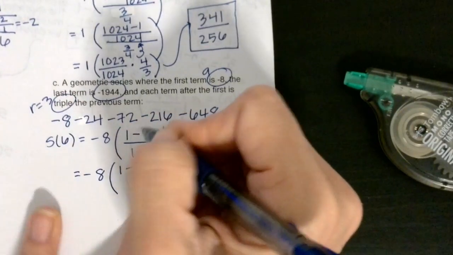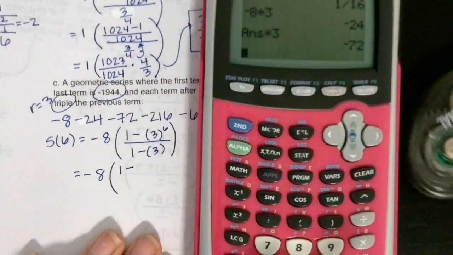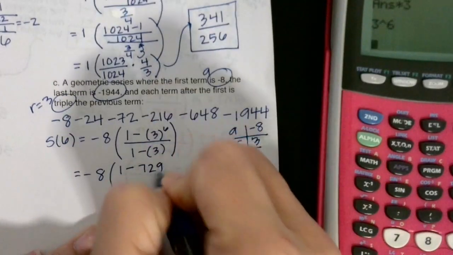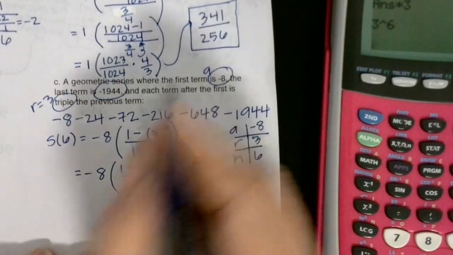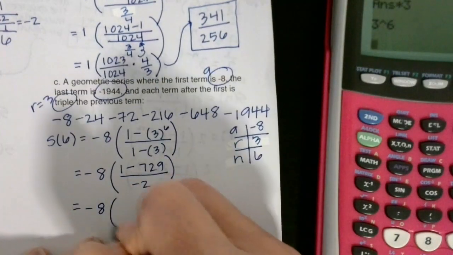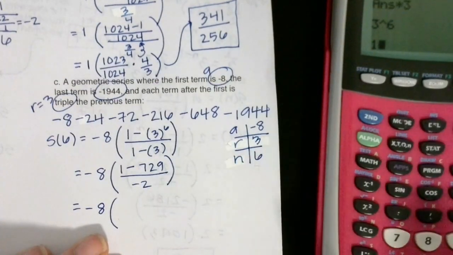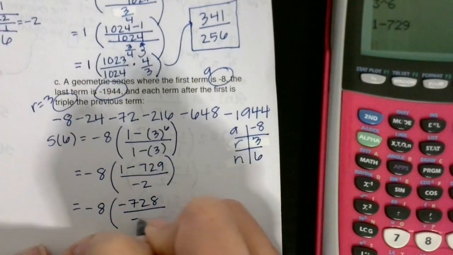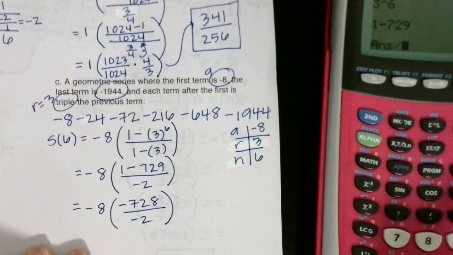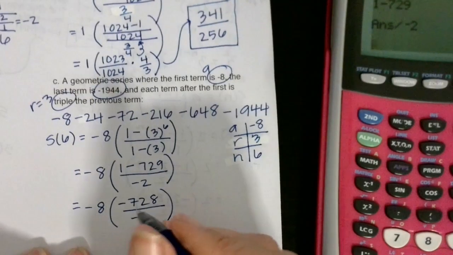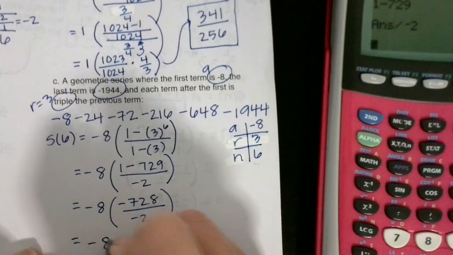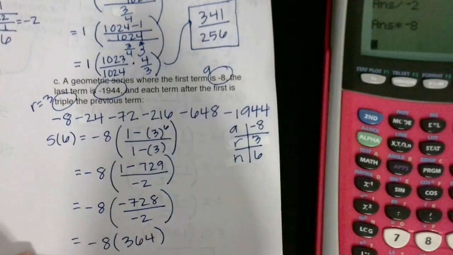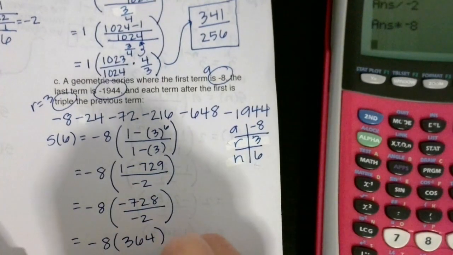1 minus 3 to the 6th power in the calculator. 3 raised to the 6th power is 729 all over negative 2, which equals negative 8. 1 minus 729 equals negative 728 divided by negative 2. So that's giving me negative 8 times 364, which gives me negative 2912.